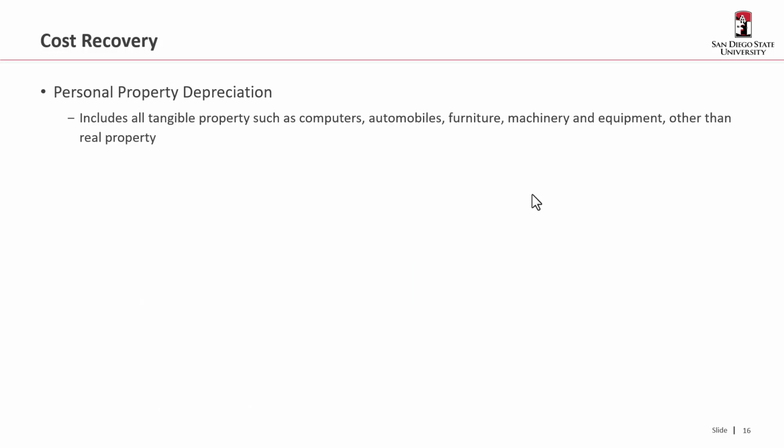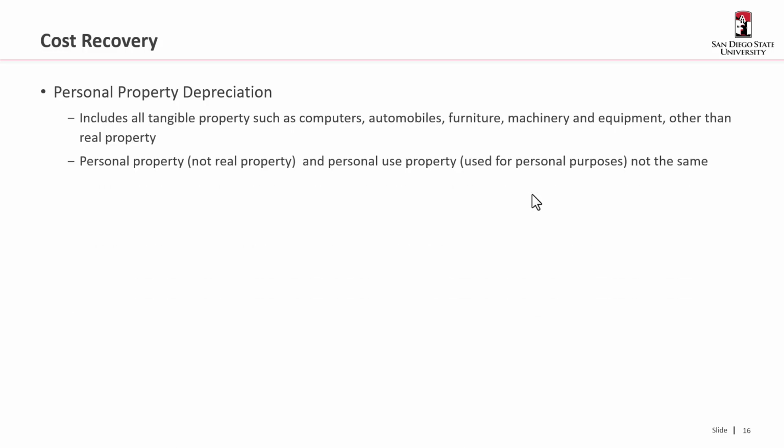And as I mentioned, there are other tables. Okay, so let's do some personal property depreciation. So personal property, again, is tangible property. It's any property other than real property. So computers, automobiles, furniture, fixtures, machinery, equipment, pretty much anything other than real property that's tangible is personal property. Again, not to confuse personal property with personal use property. These are not the same.